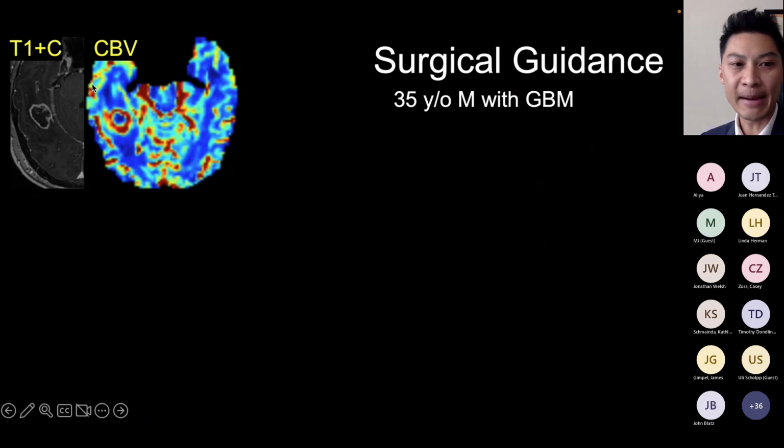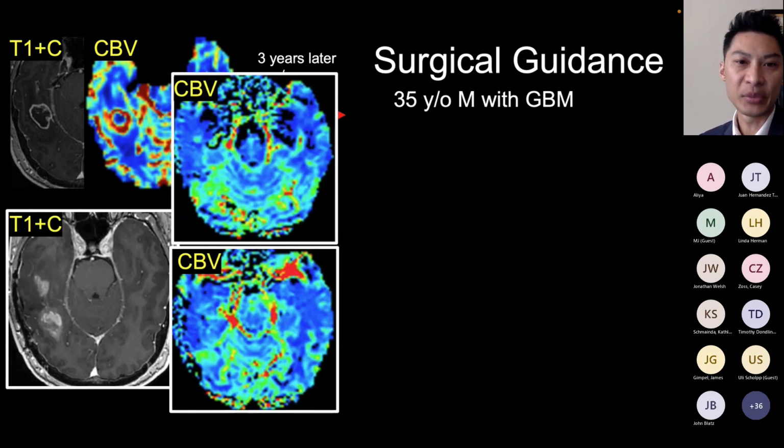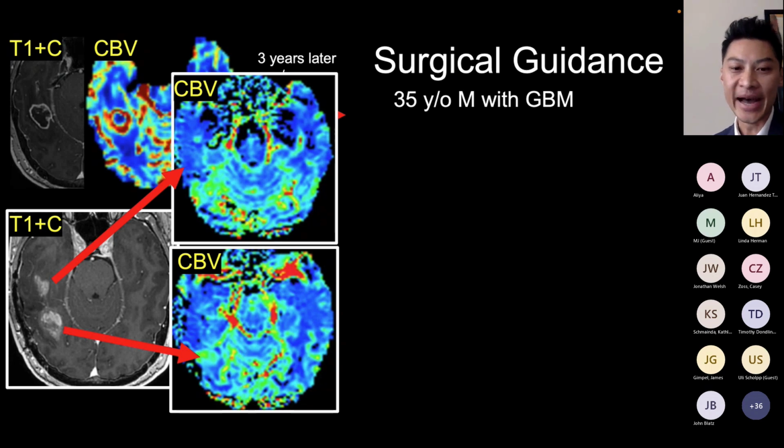You can see that in the right temporal lobe, there's a contrast-enhancing lesion. There's high blood volume. Okay, the imaging is consistent with GBM. The patient underwent surgical resection and had chemoradiation, and re-presented 3 years later. And you can see there are 2 contrast-enhancing lesions at the site of the original tumor. On CBV, it's a little bit hard to know what's going on there, but you can see that the anterior lesion did not have high blood volume.